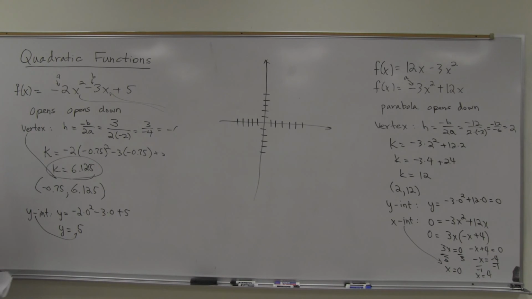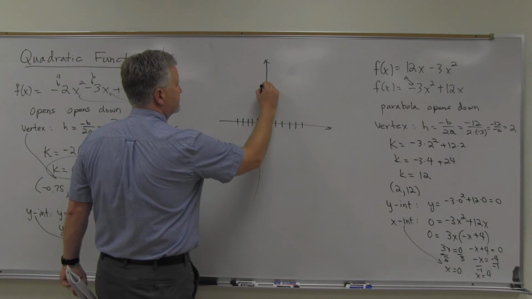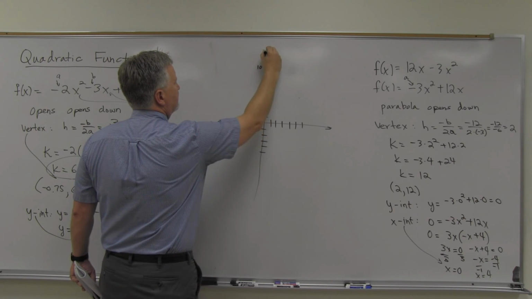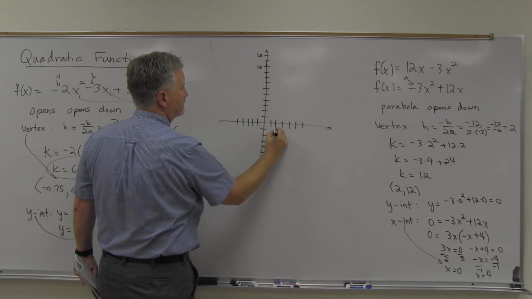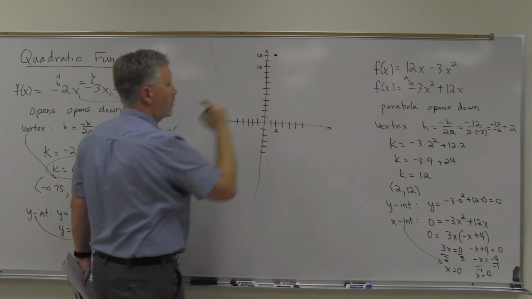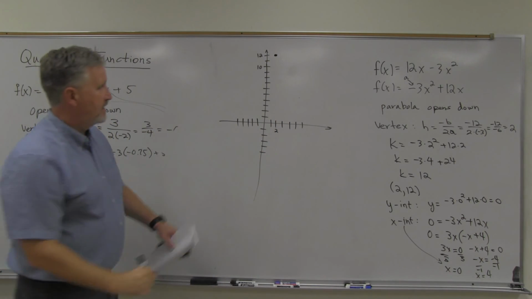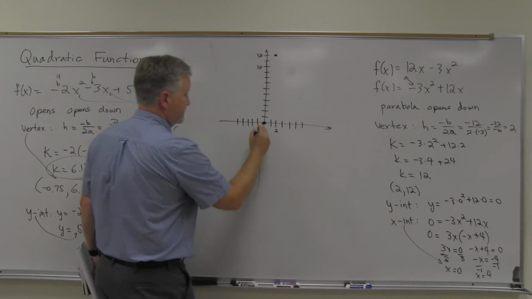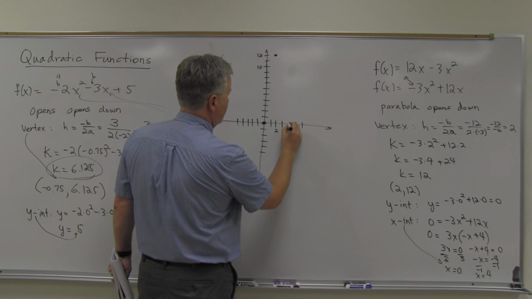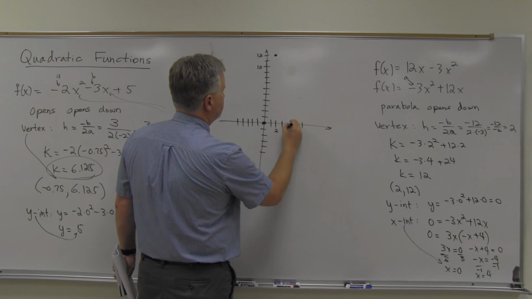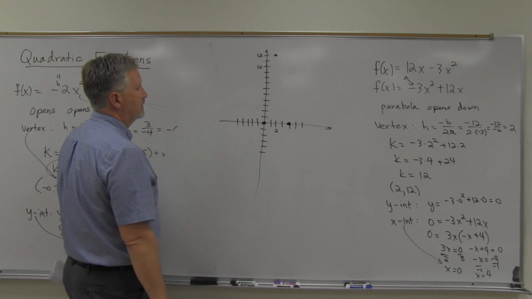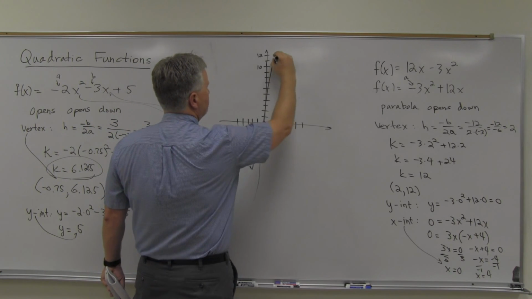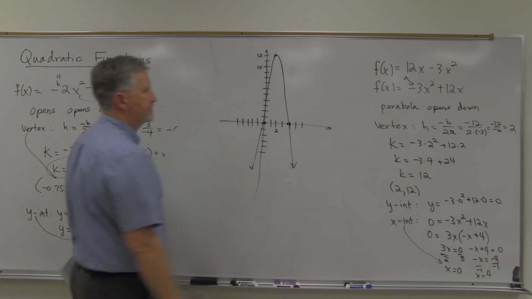Let's graph this thing. Graph opens down. Vertex is 2, 12. The y-intercept is way down here at 0, 0. And then the x-intercept, of course, we got an x-intercept of 0, but we also have one at positive 4. There's your parabola.